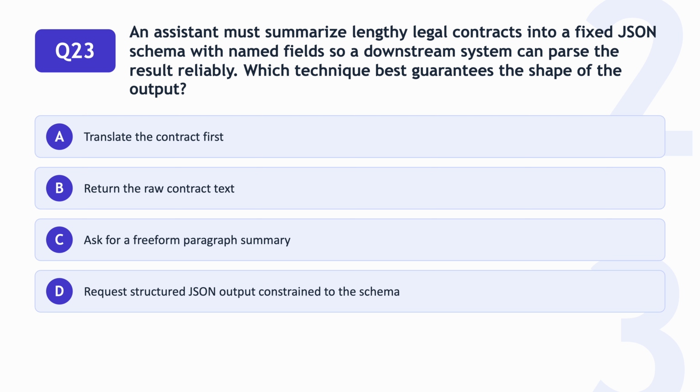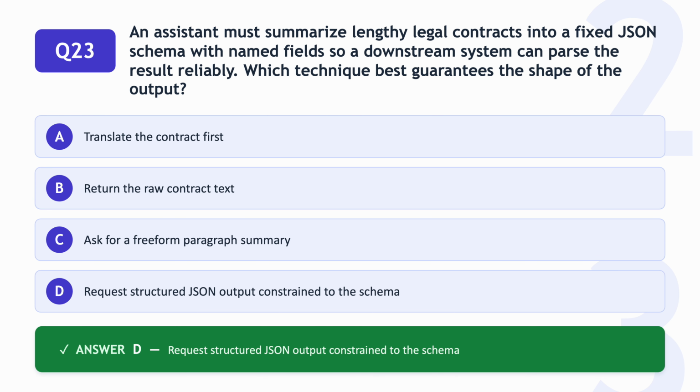A. Translate the contract first. B. Return the raw contract text. C. Ask for a free-form paragraph summary. D. Request structured JSON output constrained to the schema. Pause the video now if you don't want to hear the answer yet. Correct answer, D. Request structured JSON output constrained to the schema.